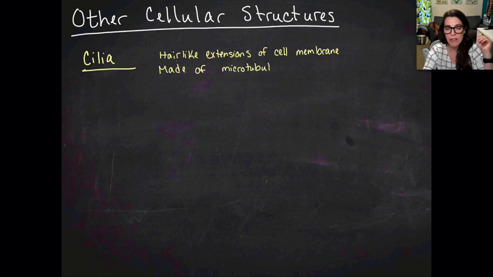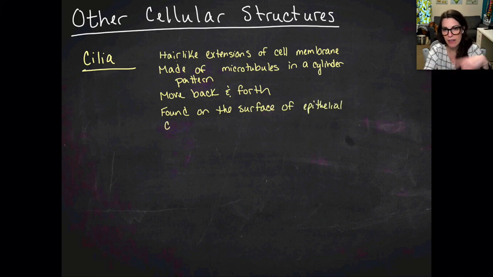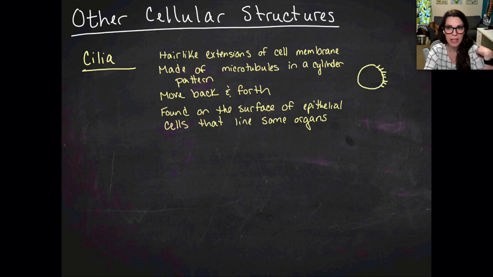So they're made of microtubules, and they're in a cylinder. It's important that you know that the microtubules are in a cylindrical pattern, and they move back and forth, like I said. They're found on the surfaces of epithelial cells that line different passageways. I said that, but I didn't actually write it. Sorry. So there's my little terrible drawing of cilia, or a sun, depending on what grade you're in.